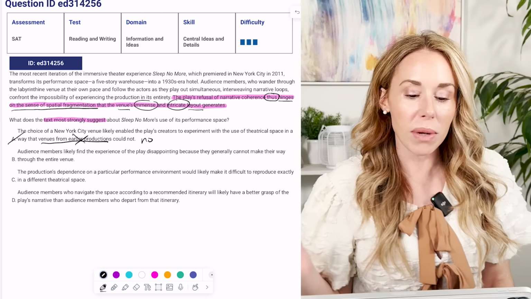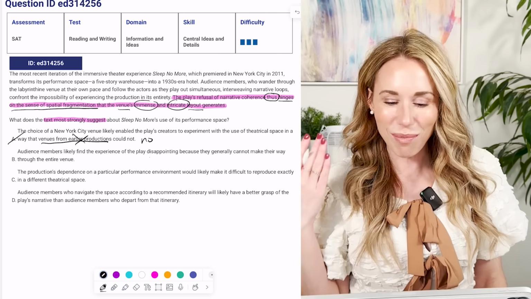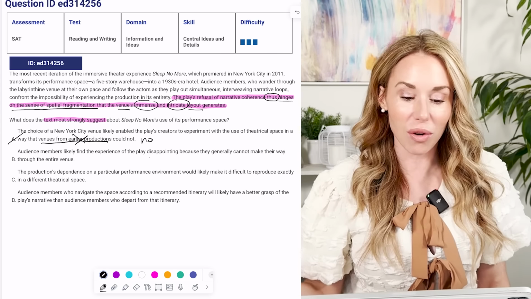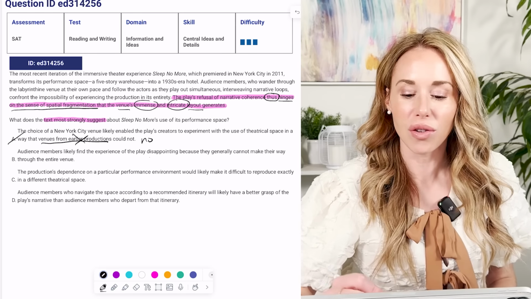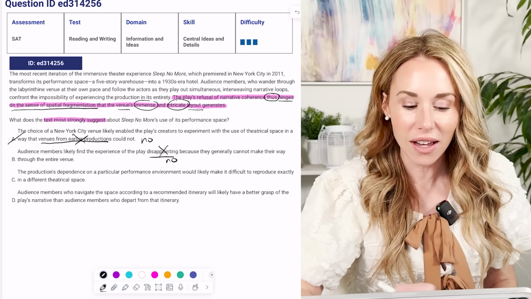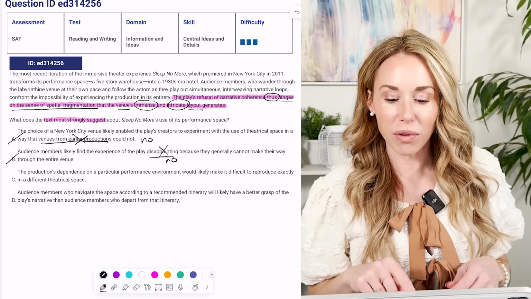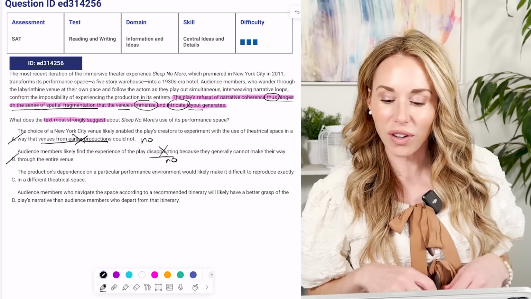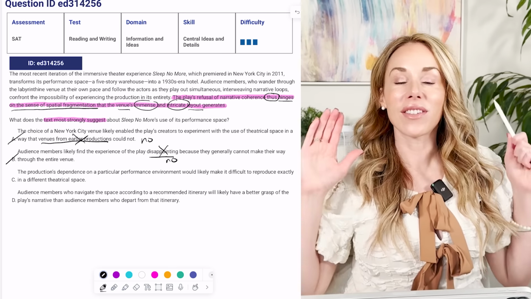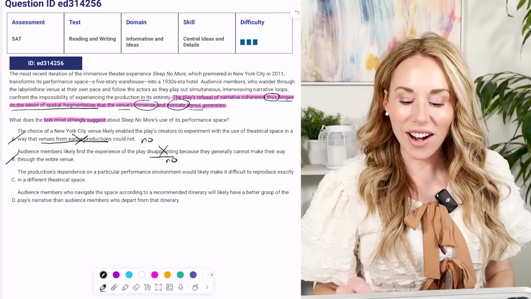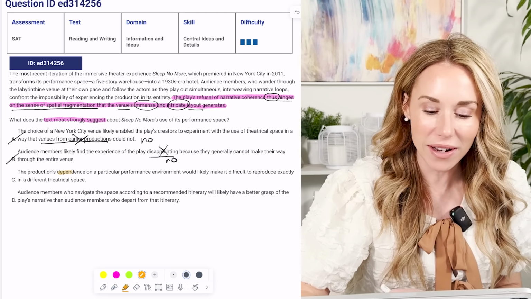B says audience members likely find the experience of the play disappointing because they generally cannot make their way through the entire venue. They're not talking about the audience at all in the last sentence, nor are they talking about it being disappointing. That's out. C says the production's dependence on a particular performance environment would likely make it difficult to reproduce exactly in a different theatrical space. Well, C is perfect because when I look at C, I see a direct synonym for dependence.